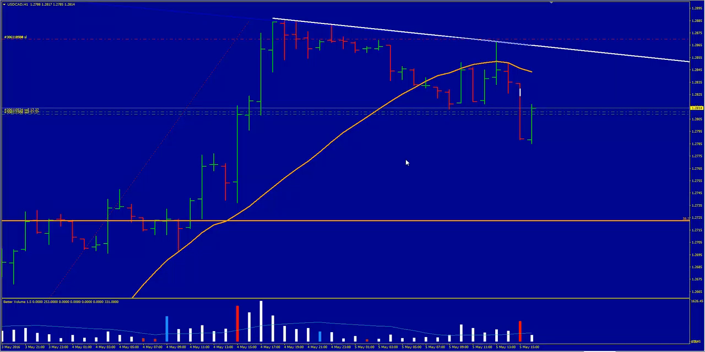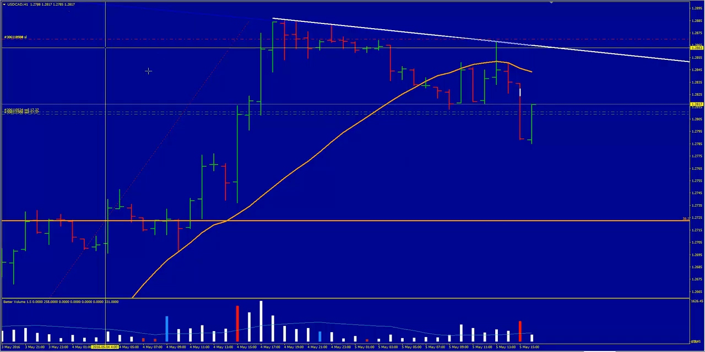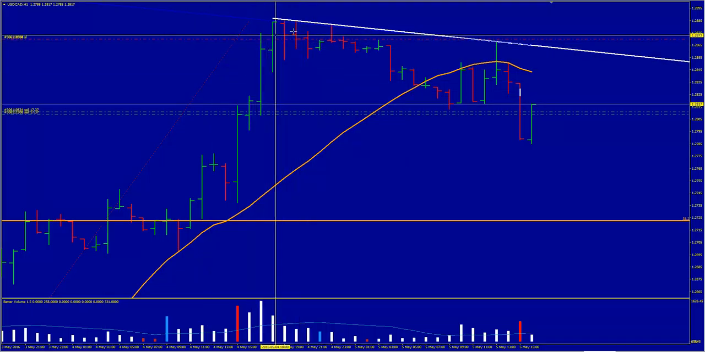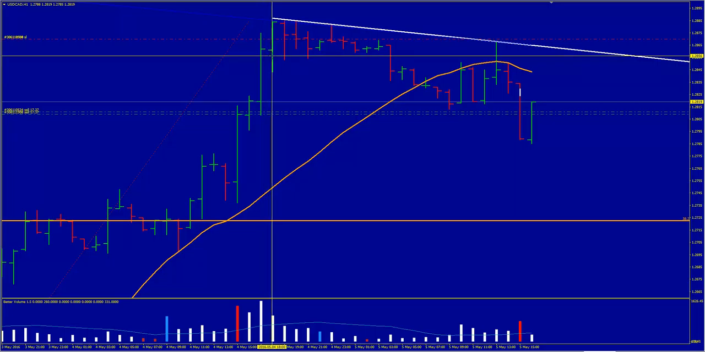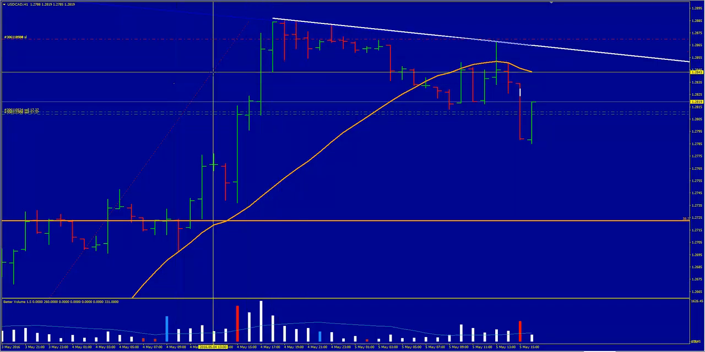I want to post the update on the USD Canadian dollar currency pair since I established a selling position around the 1.2810 level. In the next few minutes I will explain the reasons why I established two positions here. So let's start with this area here, and let's observe the price action and volume activity there.